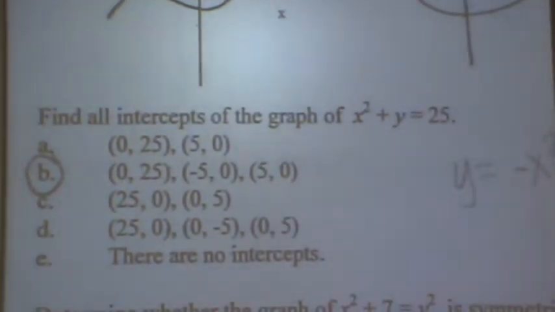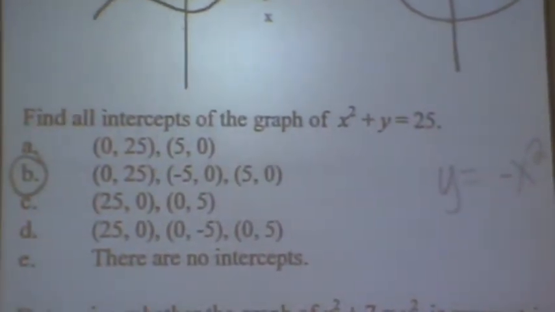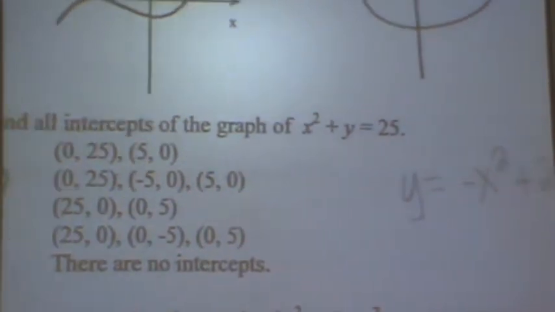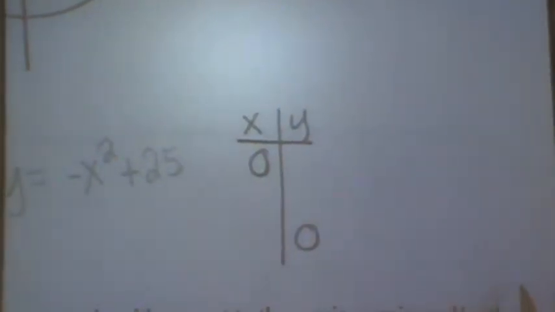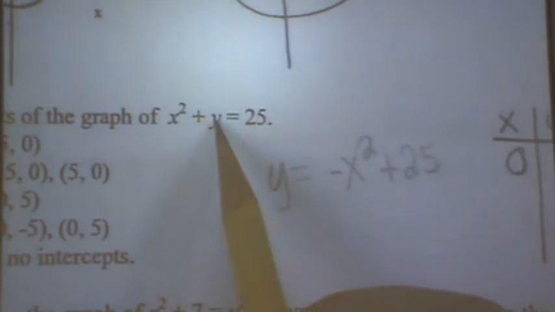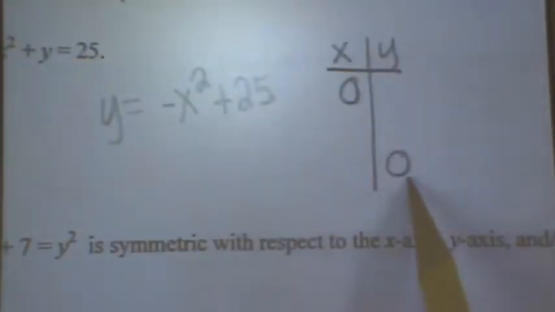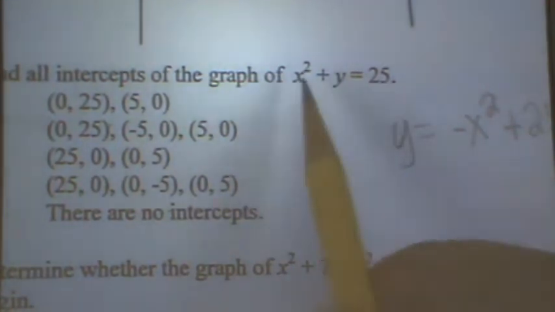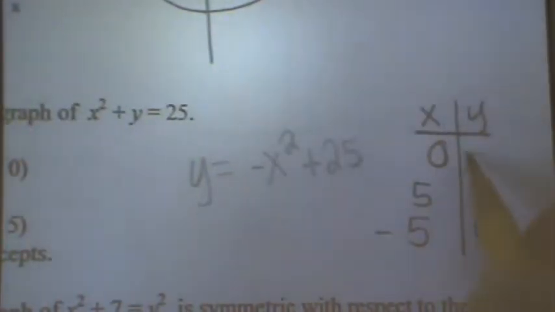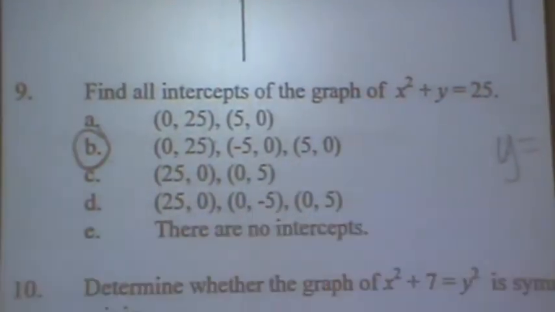Okay? Next one. How do you find all the intercepts? They're talking about x and y intercepts. So they're asking you to plug in 0 for x and for y. Those are your x and y intercepts. If we plugged a 0 in here for y, what two values would you get? You get -5 and also +5. And if you plugged a 0 in for x, you get 25. So what are your intercepts? It would be B.